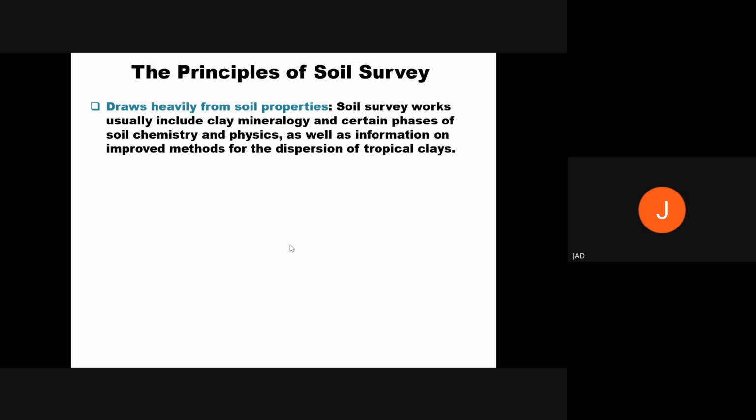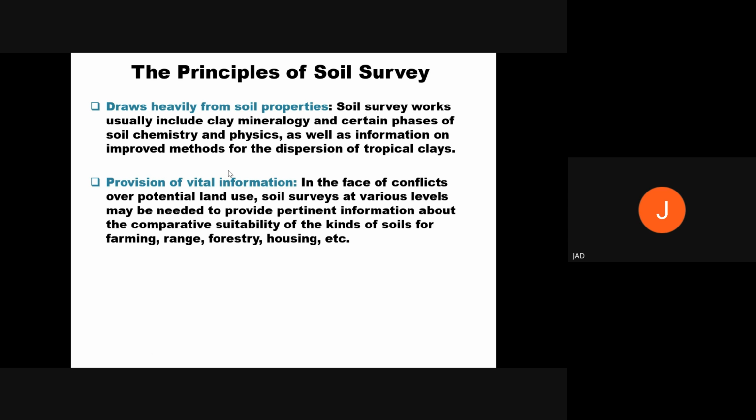Soil survey works usually include what? Clay mineralogy and certain phases of soil chemistry and physics, as well as formation on improved method for dispersion of tropical clays. So it draws heavily the principle of soil surveys where it takes samples and wants to classify the soil on the basis of spatial distribution. You look at those attributes.